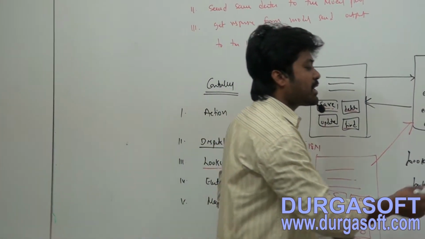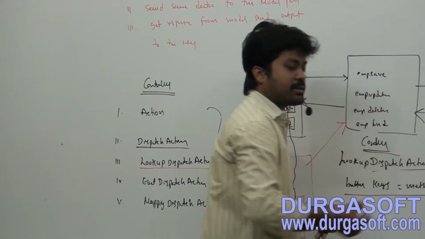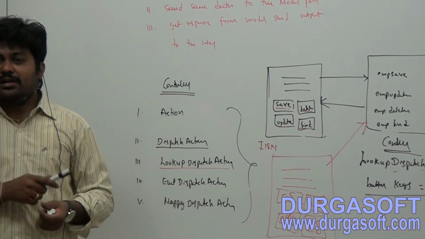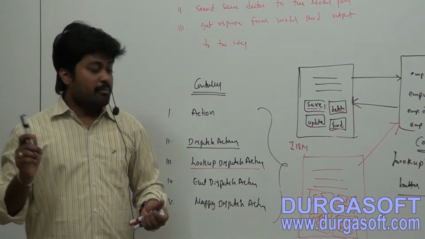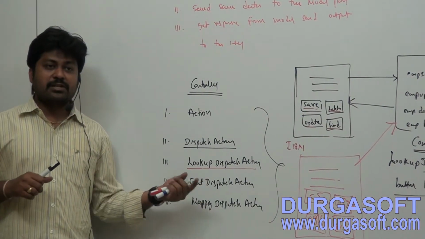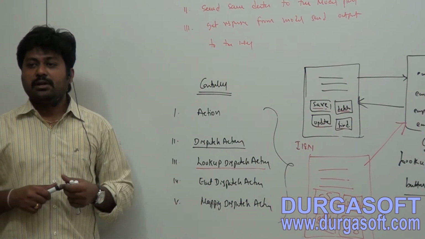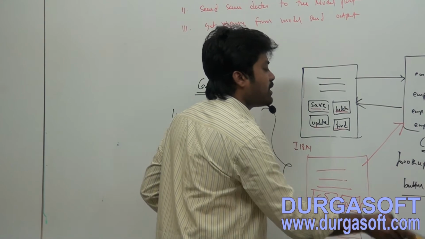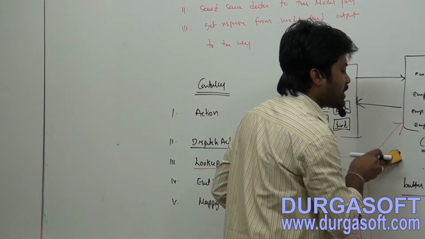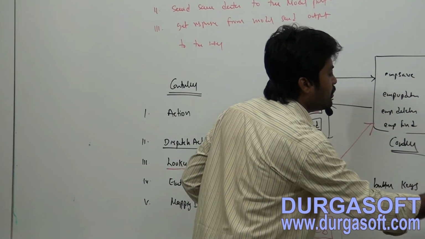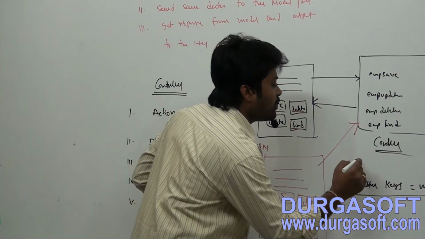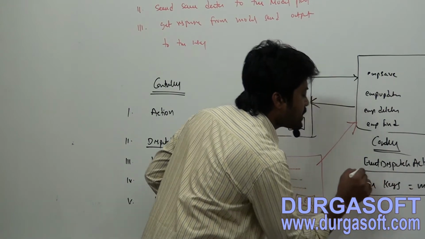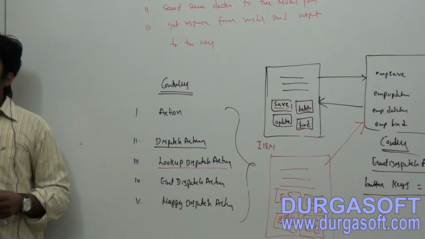LookupDispatchAction is an abstract class, so internally you must override an abstract method and implement it. But EventDispatchAction class is a concrete class, meaning a fully implemented class. In case of EventDispatchAction class, we don't require to implement any abstract methods.